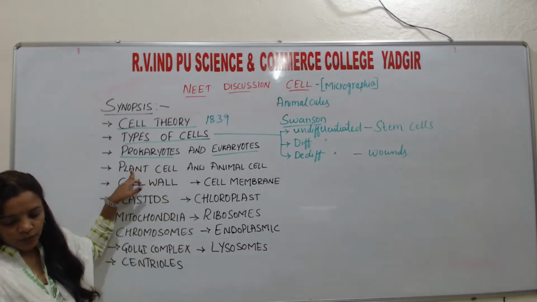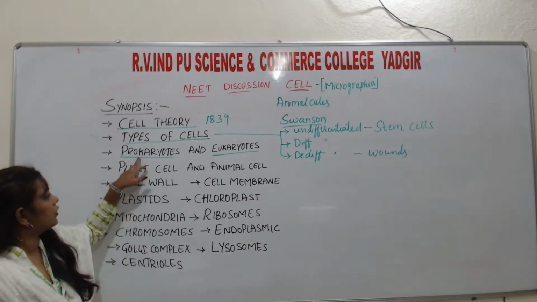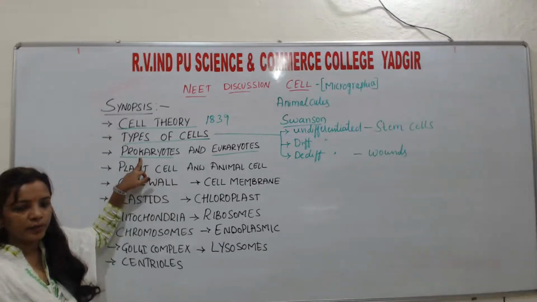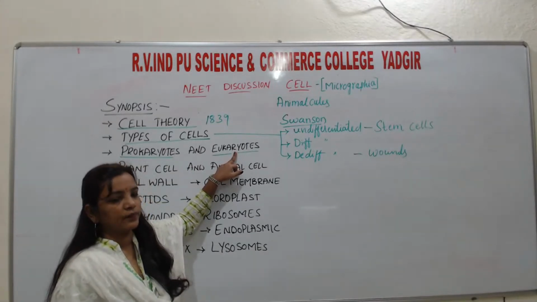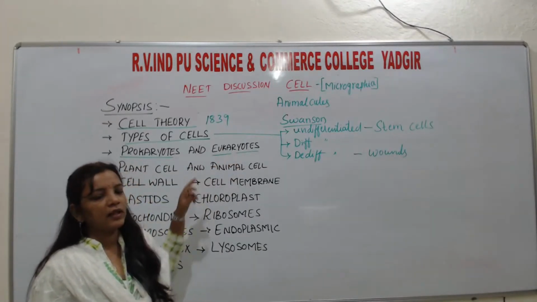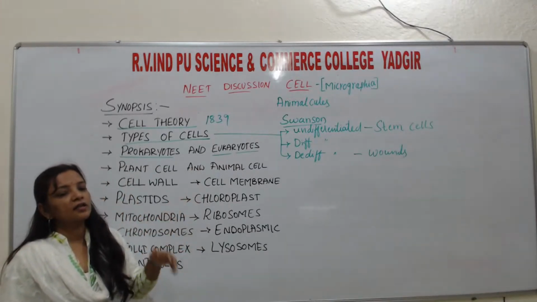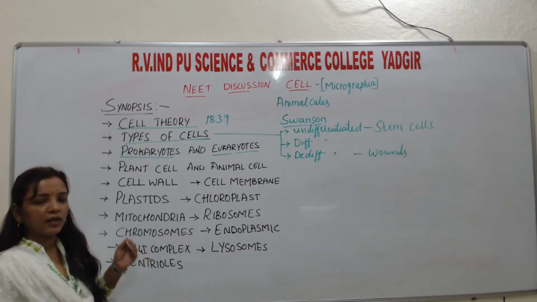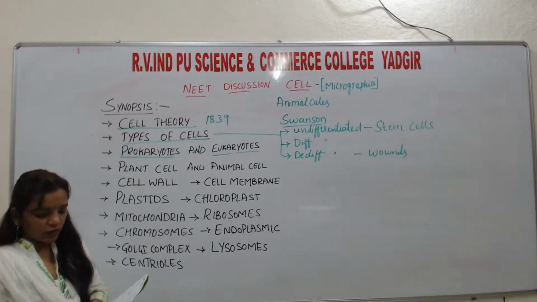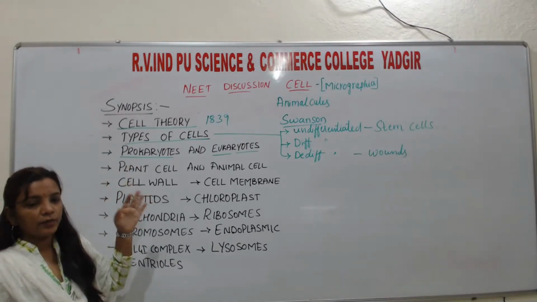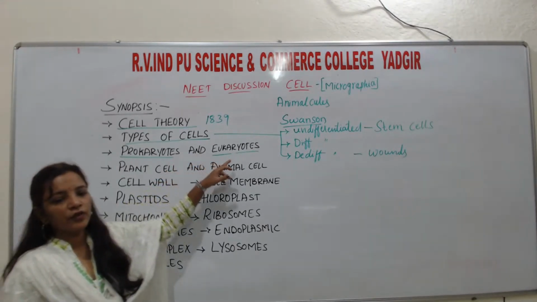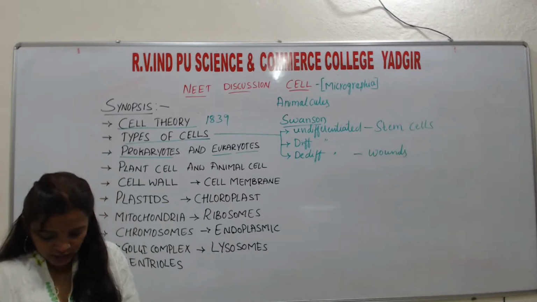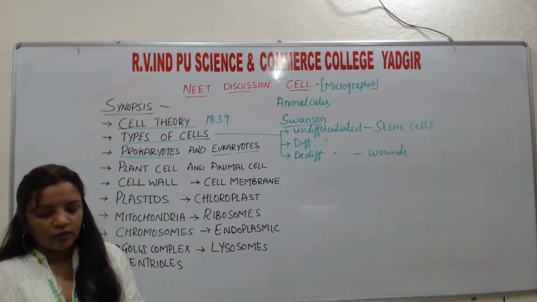Next character: the prokaryote cell has only one envelope, but in eukaryotes there are two envelopes, the plasma membrane and the cell wall. Prokaryotes do not have a well-defined nucleus, but in eukaryotes a well-defined nucleus is present, having chromatin fibers and a nucleolus.